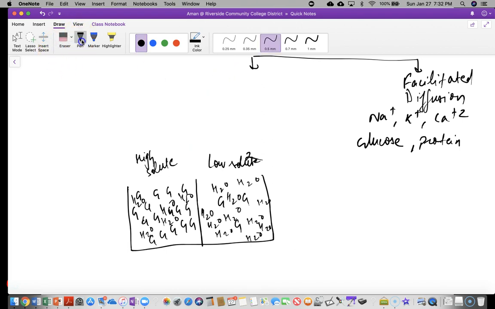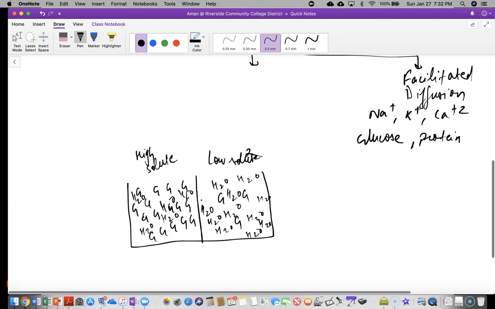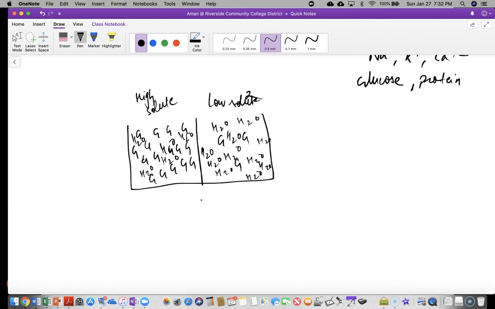Okay, so this is the low solute region, so there's less glucose here, and here there's more glucose. We can also look at this from the perspective of water. Here, the low solute concentration means a lot of water. A high solute concentration means very little water. So where does water move?